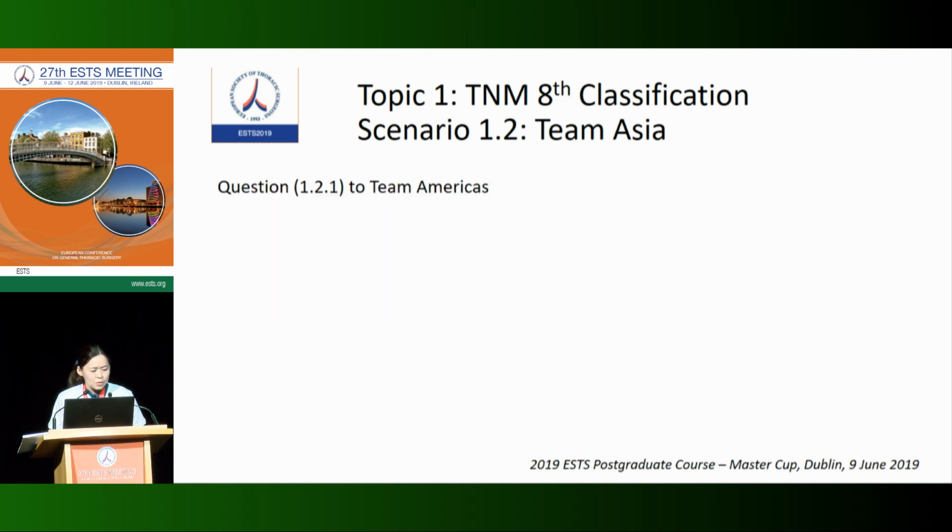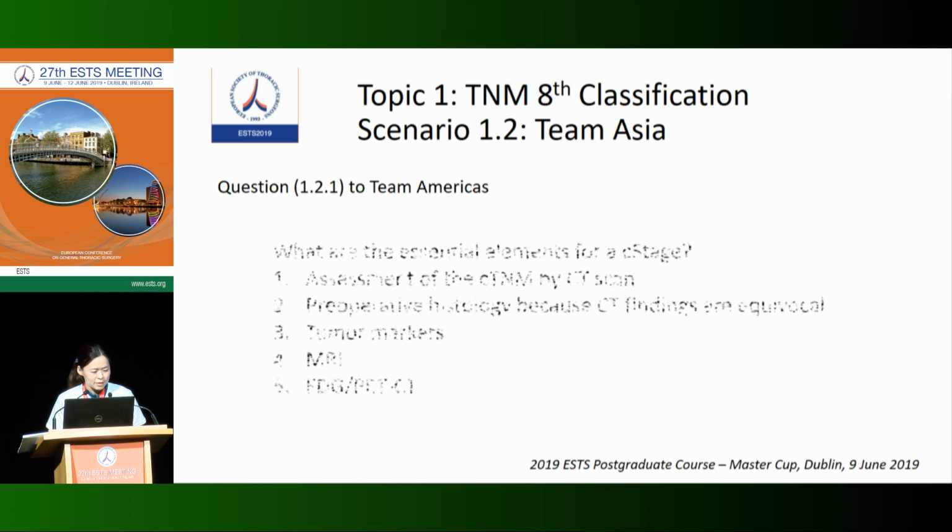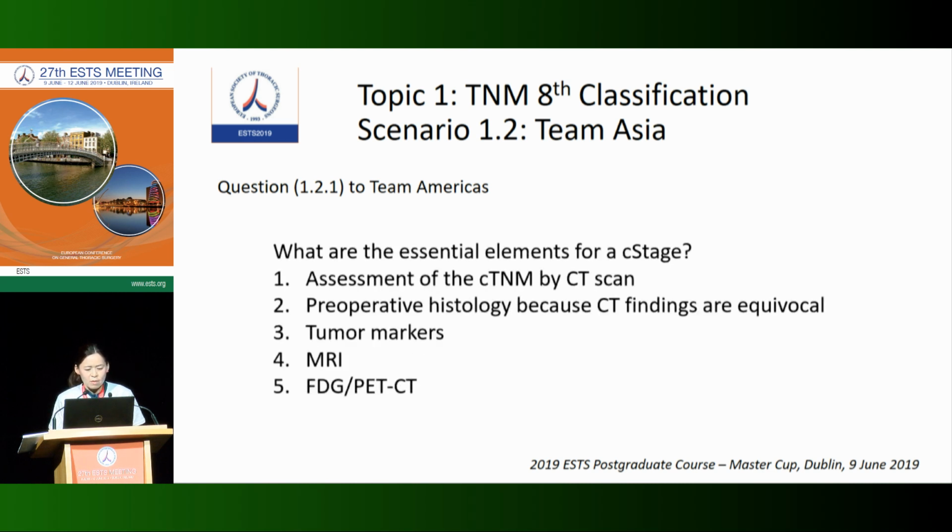And the question to Team America is as follows: what are the essential elements for the clinical stage for this patient? One is assessment of the cTNM by CT scan. Two is preoperative histology because CT findings are equivocal. Three is tumor markers. Four is you should forgo MRI. Five is you should go for FDG PET CT scanning.